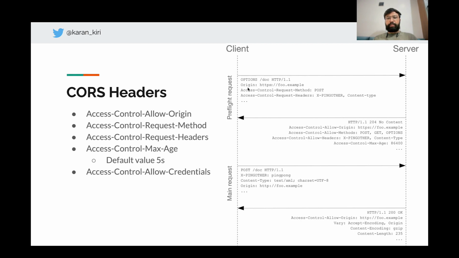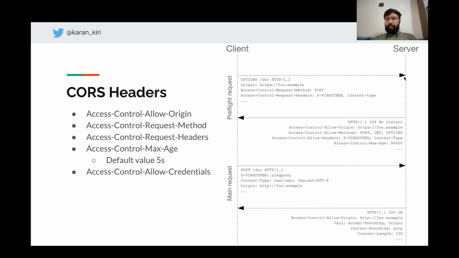Here you can see it says the Origin is https foo.example, and Access-Control-Request-Method basically specifies which HTTP method I am trying to access. It says POST, and Access-Control-Request-Headers says what request headers I'll be passing with that particular request. So it says X-Requested-With and Content-Type. You can specify all the headers that you want to pass to the server using this.